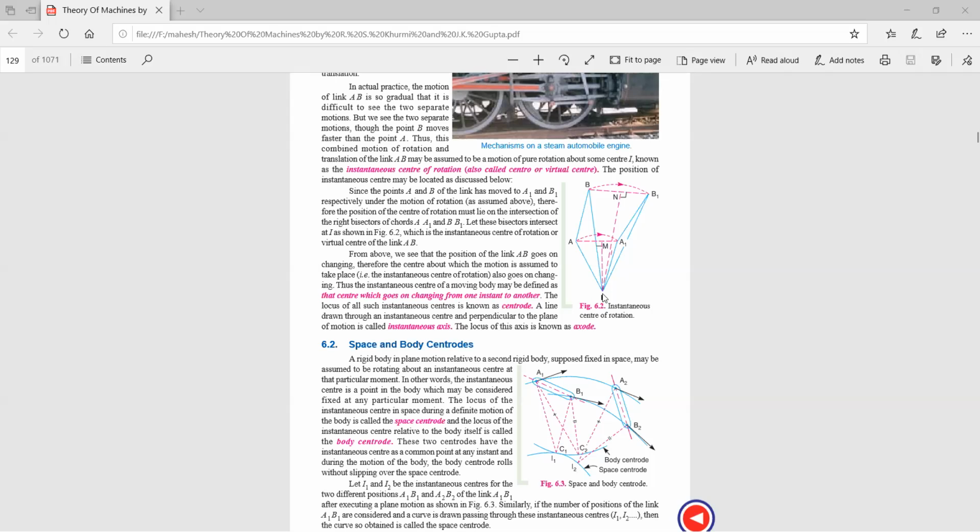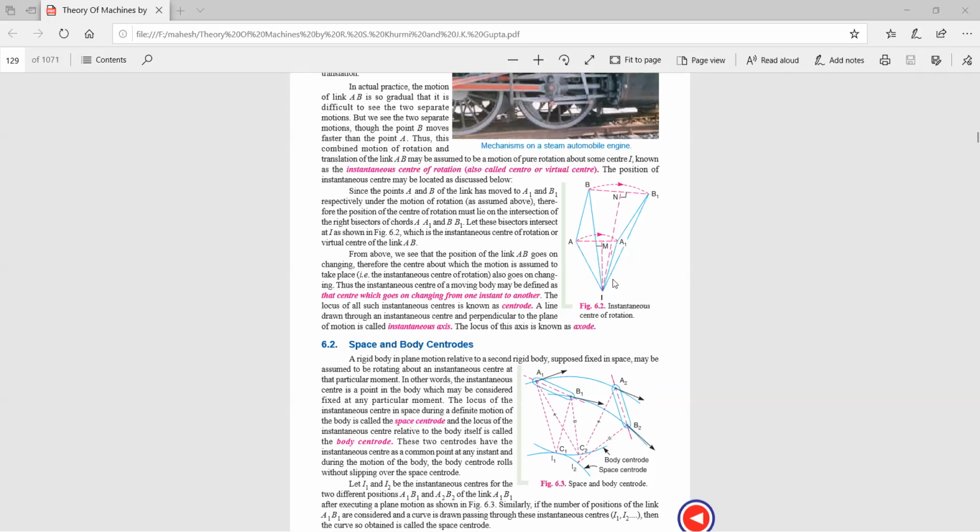Okay, this will meet. So that point I, and then I'll be joining B, B1 and I, and A, A1 and I. Whatever point I get, that is known as my instantaneous center of rotation. Okay, it is also known as a virtual center. So now this is the basic thing.